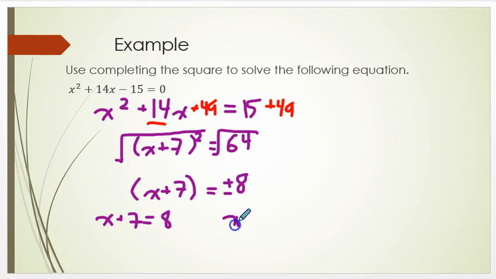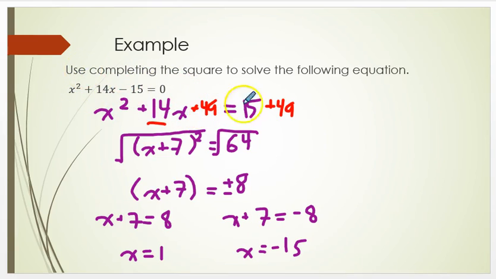Or I could write x plus 7 equals -8. So if I solve these two equations, for the first one, by subtracting 7 from both sides, I get x equals 1. And for this one, by subtracting 7 from both sides, I get x equals -15. So we found two answers for x based on our original equation.